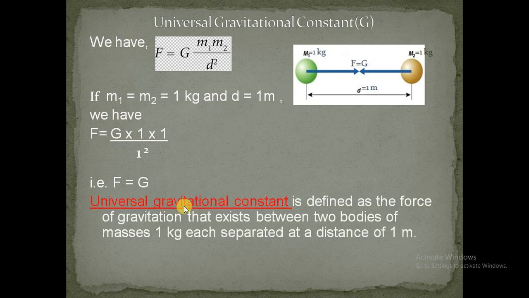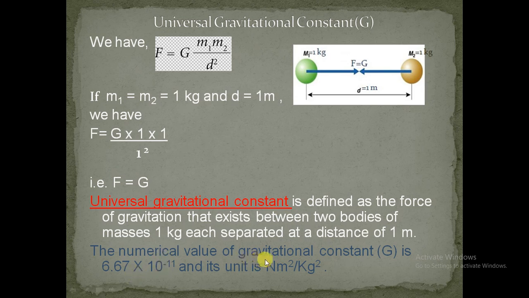So we can define the universal gravitational constant as the force of gravitation that exists between two bodies of masses 1 kg each, separated at a distance of 1 meter. Just now we have seen that if the distance between two bodies is 1 meter, and their masses are 1 kg each, then the universal gravitational constant is numerically equal to the gravitational force. So this is the definition of the universal gravitational constant.